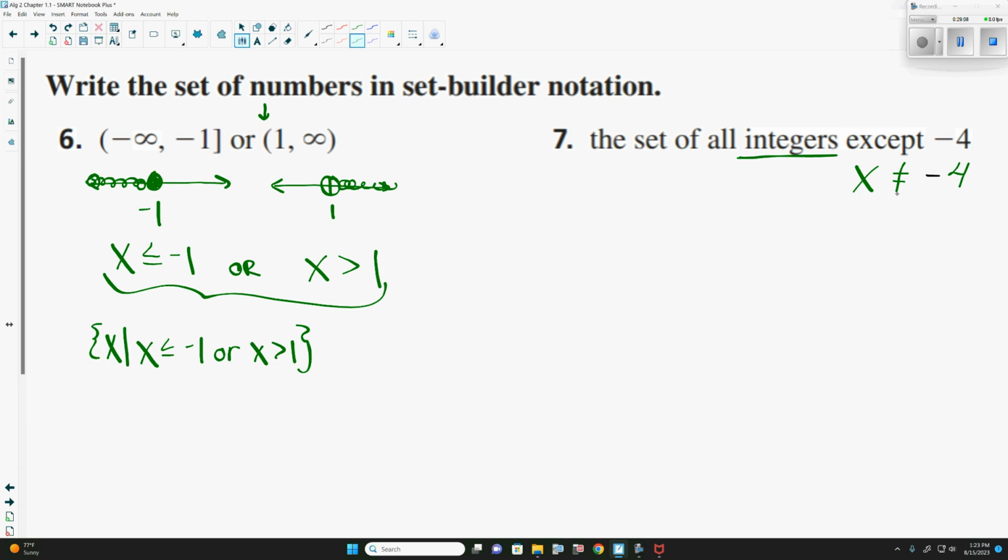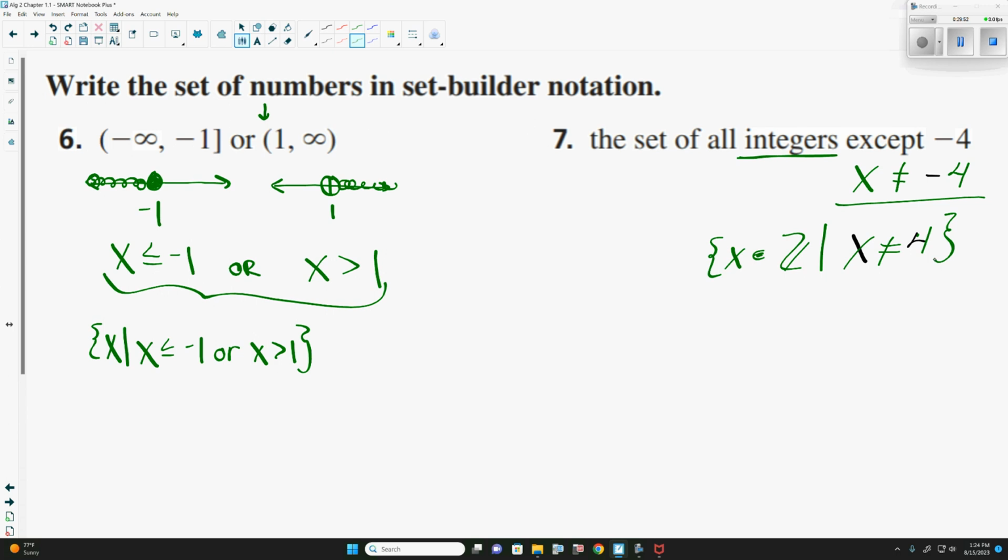Well, that's really all we need. Because we can say brace x. We can use our funny looking e, because it's almost like an e but a little bit elongated, is an element of the integers. Do we remember the sign for integers? Z is an element of the integers, such that what? X is not equal to negative 4.